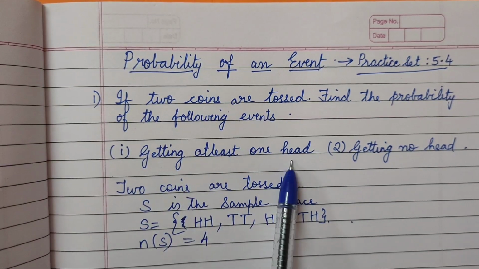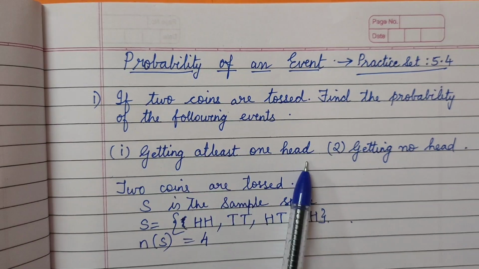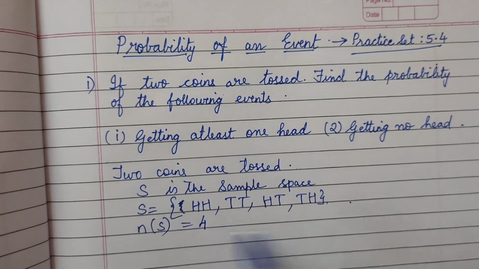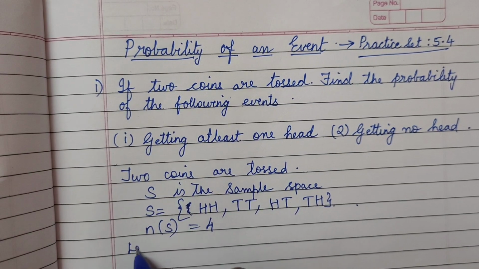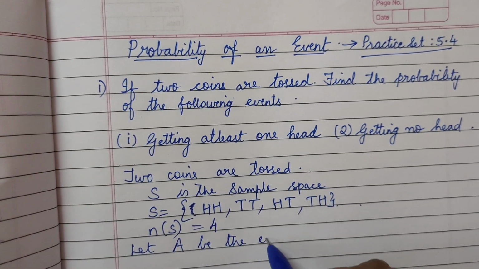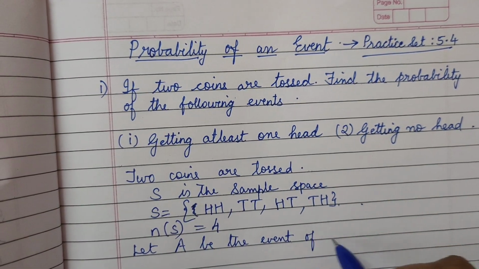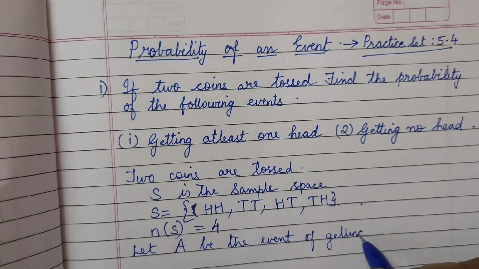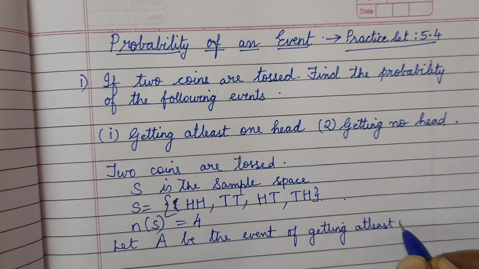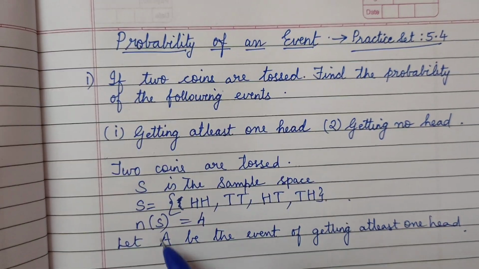Now let's go for the event. Always the event should be named something. Here the name is not given, so we will assign one name for it. Using let, let A be the event of getting at least one head. I hope you understood how to write this.